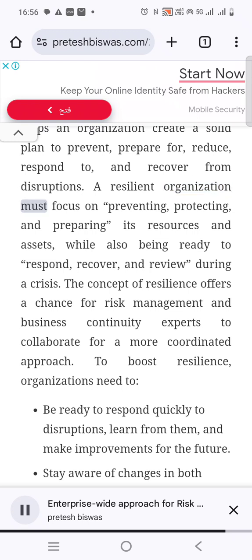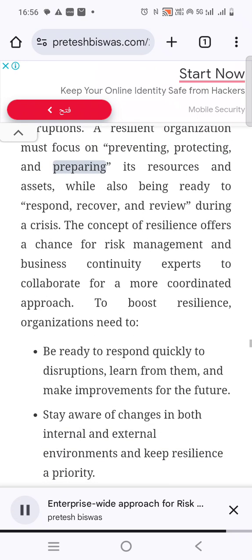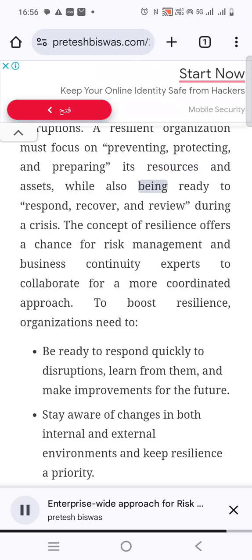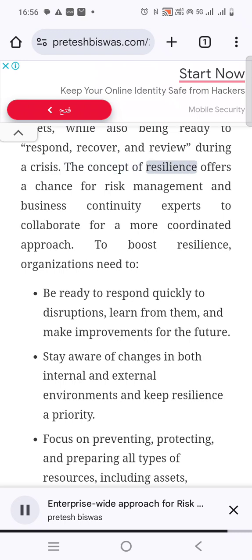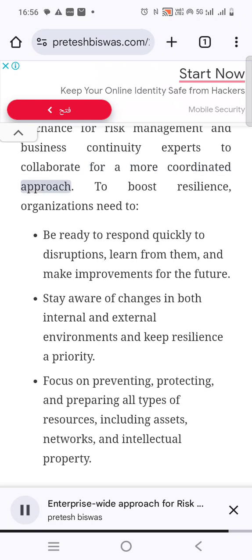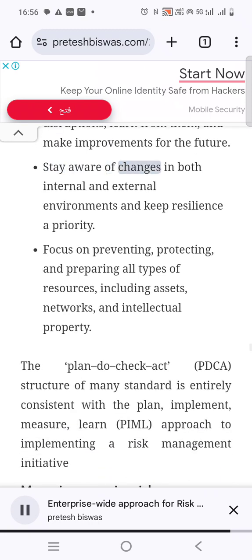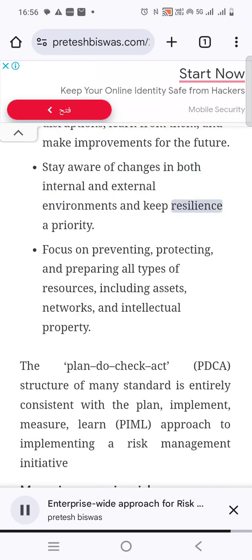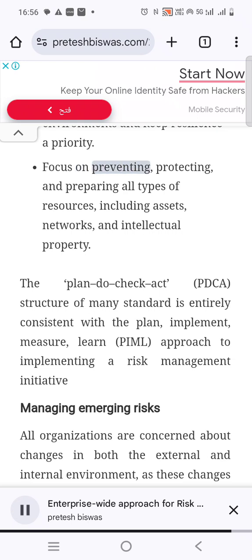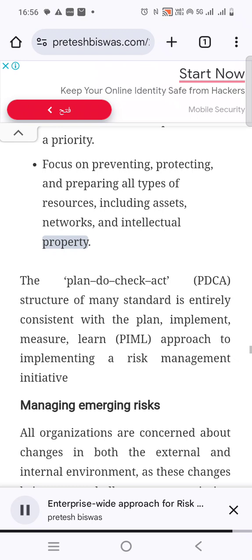A resilient organization must focus on preventing, protecting, and preparing its resources and assets, while also being ready to respond, recover, and review during a crisis. The concept of resilience offers a chance for risk management and business continuity experts to collaborate for a more coordinated approach. To boost resilience, organizations need to be ready to respond quickly to disruptions, learn from them, and make improvements for the future. Stay aware of changes in both internal and external environments and keep resilience a priority. Focus on preventing, protecting, and preparing all types of resources, including assets, networks, and intellectual property.